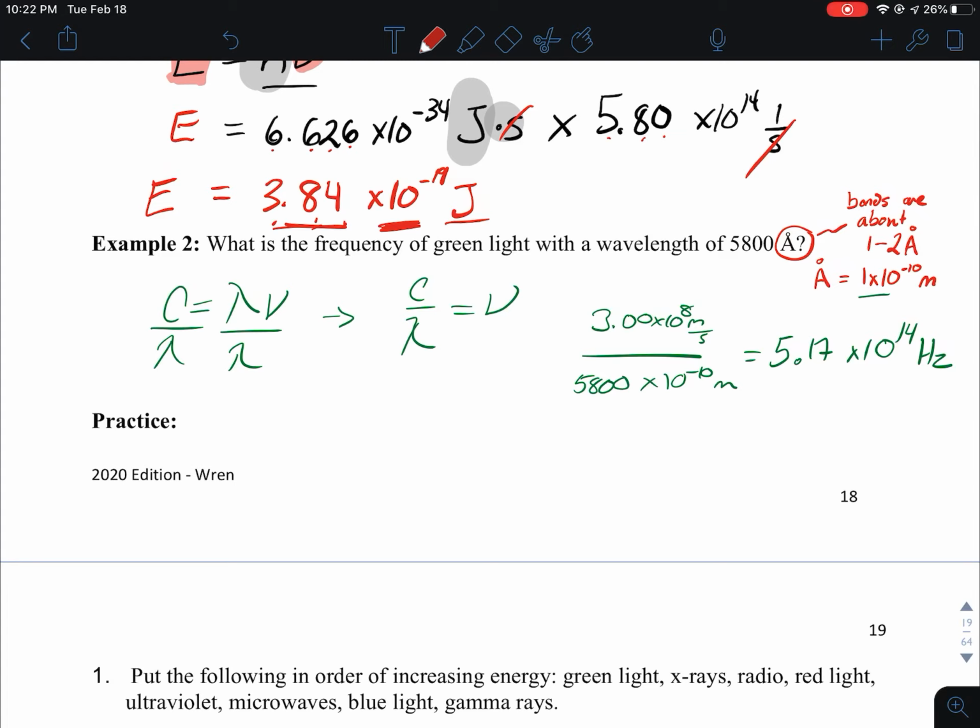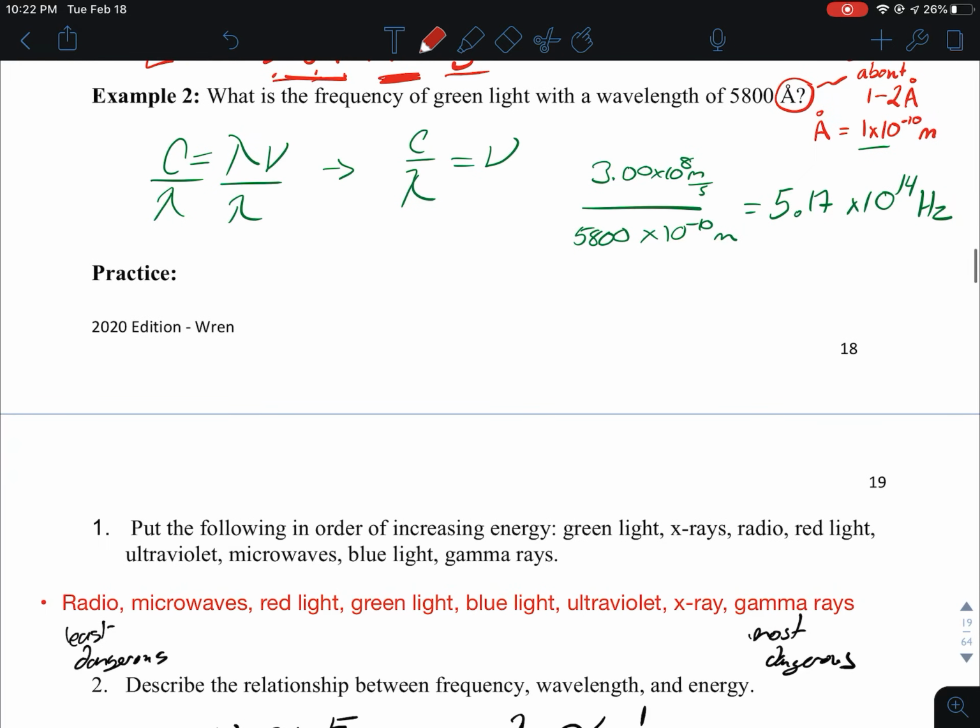10 to the negative 19 joules is nothing, right? You need 1 joule to raise 1 gram of water by 1 degree. So for 10 to the negative 19, you're going to need almost a mole of photons, and you can start to do some really good stuff with that. Start to heat up water.